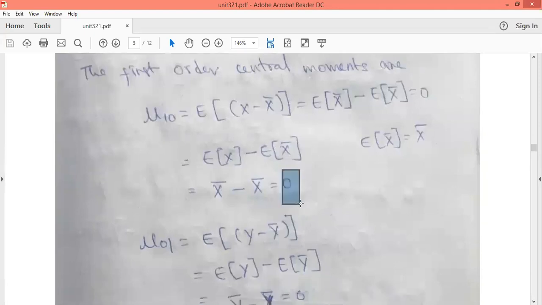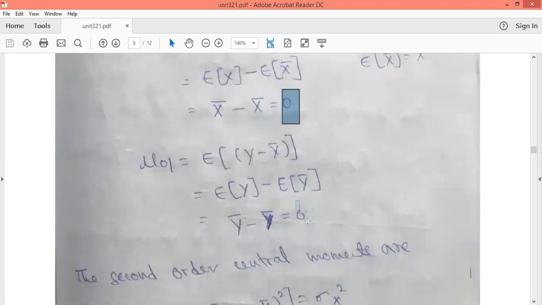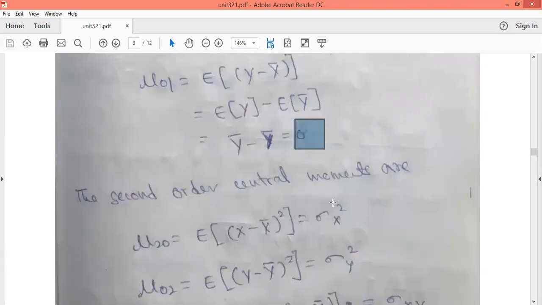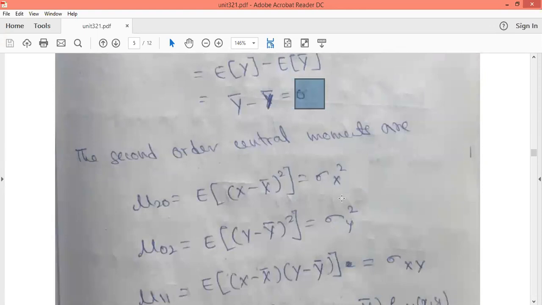That is mu 1 0 and mu 0 1. Both are 0 only. Then we discuss what is second order central moment. Mu 2 0 can be written as expected value of (x minus x bar) square, (y minus y bar) power 0. Since (y minus y bar) power 0 is 1, we get expected value of (x minus x bar) square only. So it is nothing but the variance of x, sigma x square.